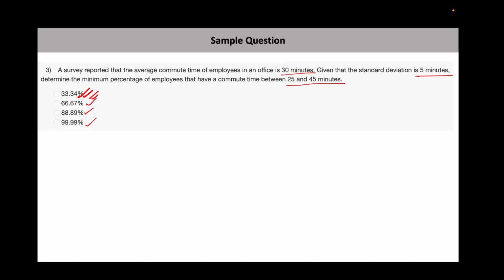Okay, so I'm just underlining the data that has been given to you. You first need to figure out what kind of data is given, and then you will be able to solve the question. Here we have the average value given, which is 30 minutes. Then you have the standard deviation value given, which is 5 minutes. And then you have a commute range, a range value of 25 to 45 minutes. These are the three important pieces of data from which you will be calculating.